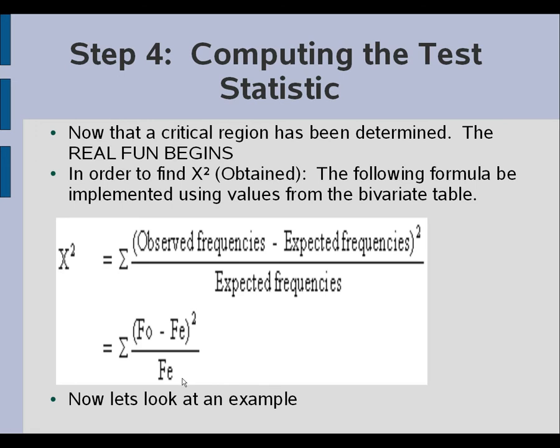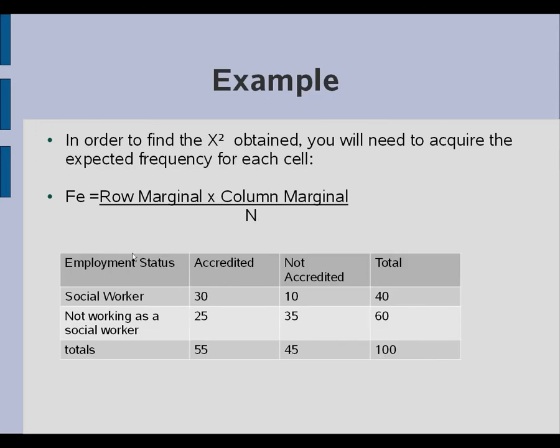Now let's look at an example. In order to find x squared obtained, you will need to acquire the expected frequency for each cell. The formula for this is the marginal row times the marginal column over N. So for an example, for a social worker that is accredited, to find the expected frequency, we would take 40 times 55 over 100.